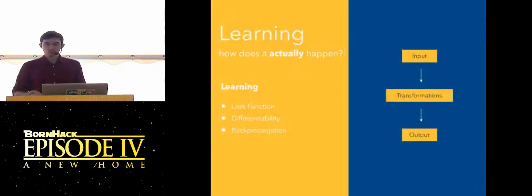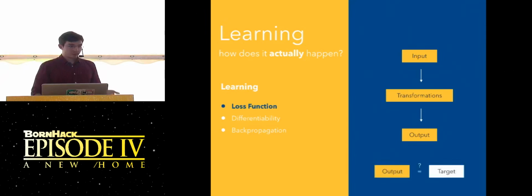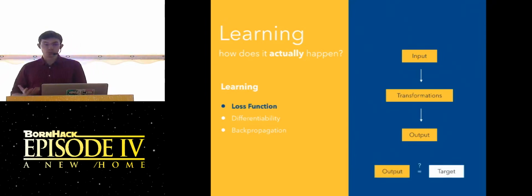Okay, so now I've told you what the inner workings actually are, but I haven't told you how learning actually happens. So let's do that. To simplify, let's imagine our model as just some input, some transformations, some output. In order for learning to happen, we need to know how well we are doing. For the simplest possible type of learning, we usually feed the network a lot of data where we know what the target is supposed to be.